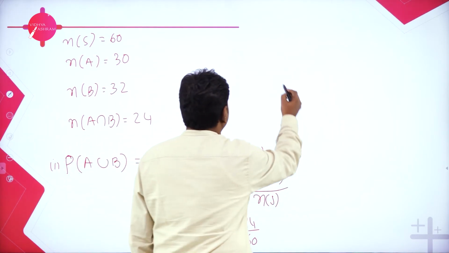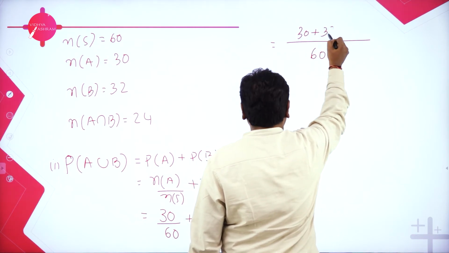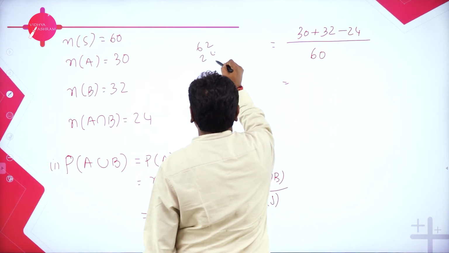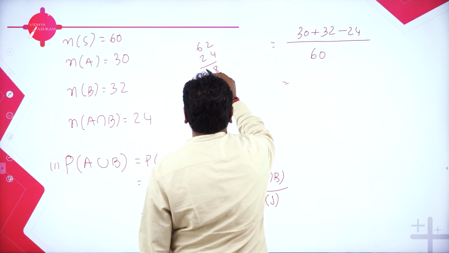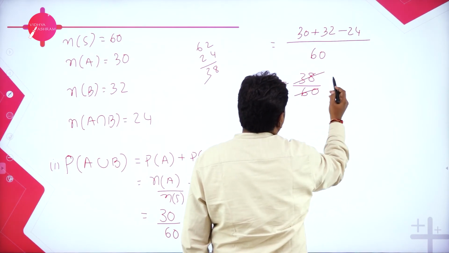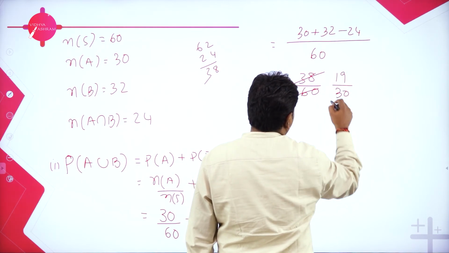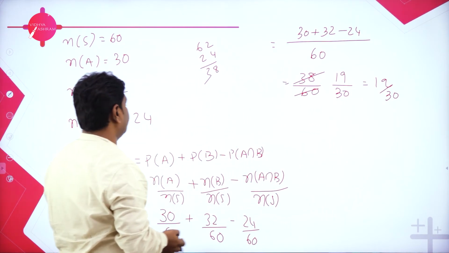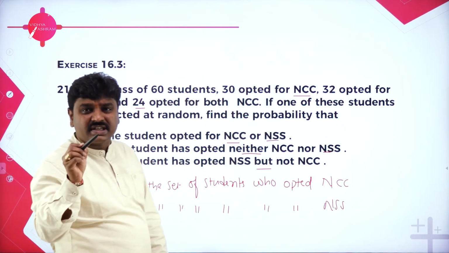Now take LCM. LCM is 60, then it will become 30 plus 32 minus 24. It will become 62 minus 24, that gives you 38 by 60. Further it is divisible, divided by 2: 19 by 30. This is probability of A union B, that is probability of students studying NCC or NSS.